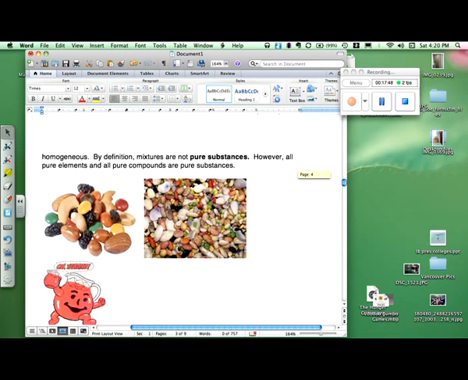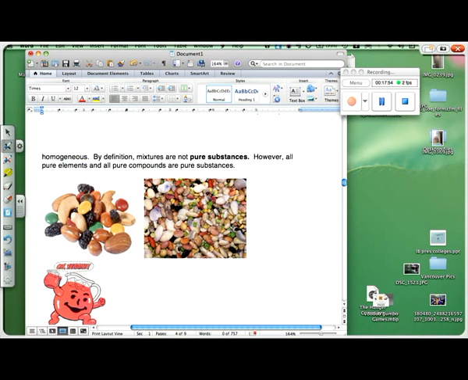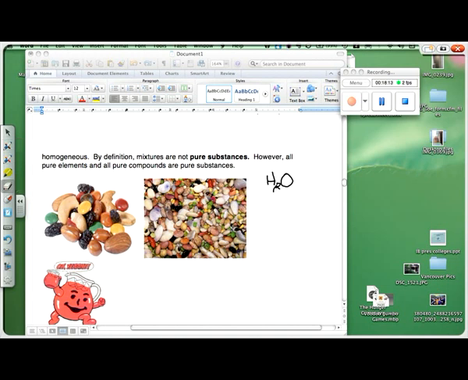By definition, mixtures are not pure substances. However, all elements and all pure compounds are pure substances. There are many students who think that water is a mixture of the elements hydrogen and oxygen, that when I write a formula for a compound, that is a mixture. That is not true. Pure substances like water that are made up of molecules, where every molecule is the same, are not mixtures.